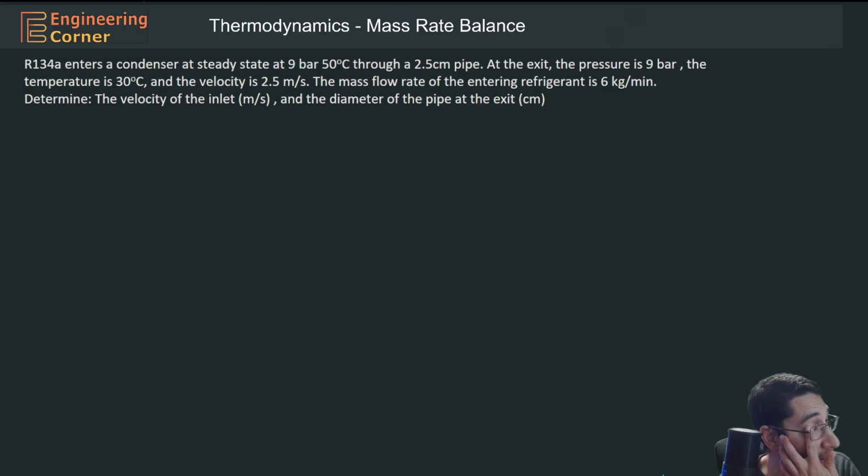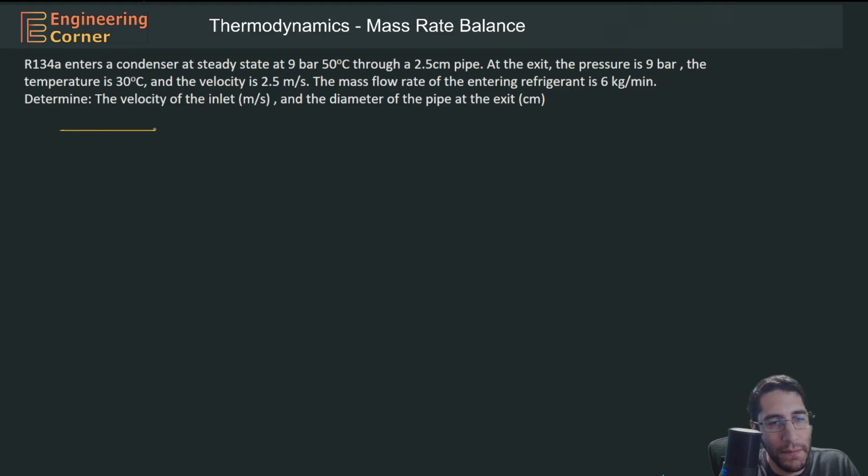In this problem, we have R134A, which enters a condenser at steady state at 9 bar, 50 degrees C, and it goes through a 2.5 centimeter pipe. At the exit, the pressure is 9 bar, the temperature is 30 degrees C, and the velocity is 2.5 meters per second. We're told that the mass flow rate of the entering refrigerant is 6 kilograms per minute, and we want to determine the velocity of the inlet in meters per second and the diameter of the pipe at the exit in centimeters. So let's look at this problem a little bit.